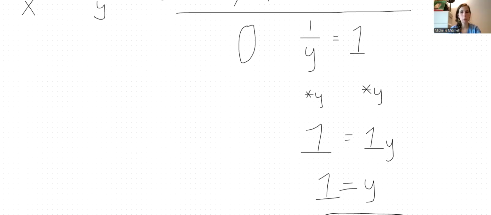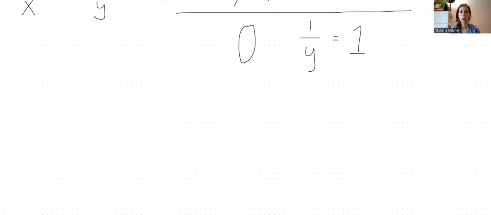Another way that you could think of it would be to say something divided by y equals 1. Well, the only thing, 1 divided by 1 would have to equal 1, right?